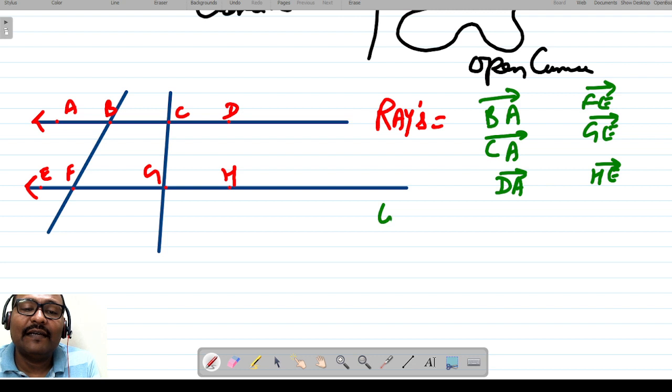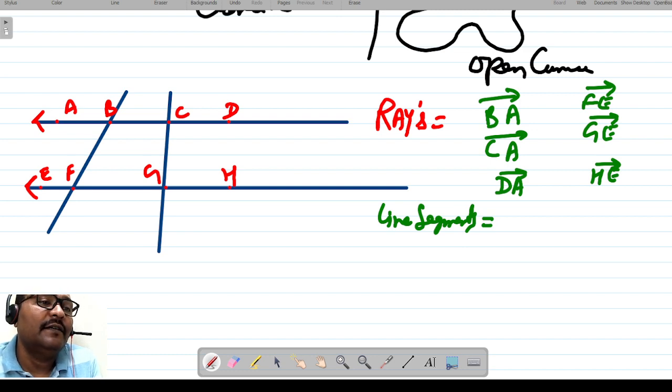And what are line segments? Line segments are lines having a fixed length, right? What are the line segments? AB. It's not BA. Mark it, students. If it were BA, then from A the line would be extending towards some other point.